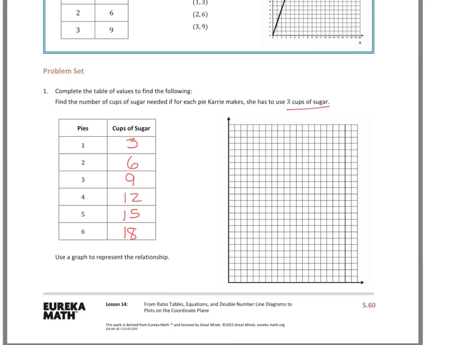Now, use a graph to represent the relationship. So I'm going to say that pies are x, cups of sugar is y. And that's based around the fact that x comes before y. So these are actually my coordinates that I'm going to use. So 1, 3, 2, 6, 3, 9. That's what we're going to use off to the side.